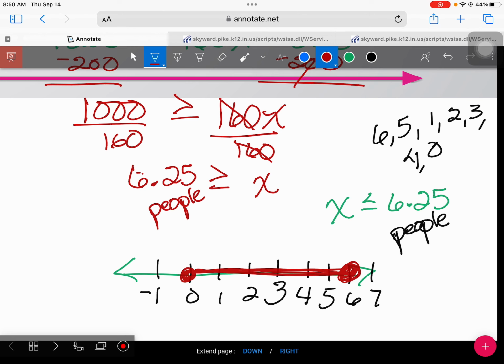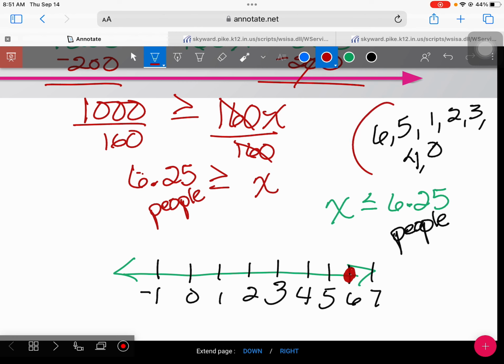What does an open circle mean? If I put an open circle on 6, is 6 included? No. So an open circle means that actual point is not included. So according to what you're saying, if this graph is correct, I should be able to have something here like 2.5. Is 2.5 an answer when it comes to people? No. So what is the correct graph going to look like? It's just a closed dot on 6. And that's my answer? Yep.